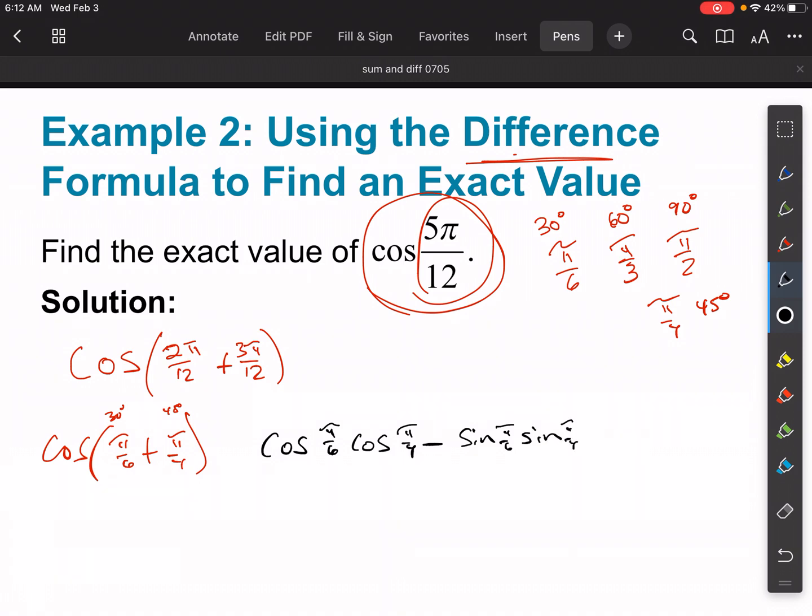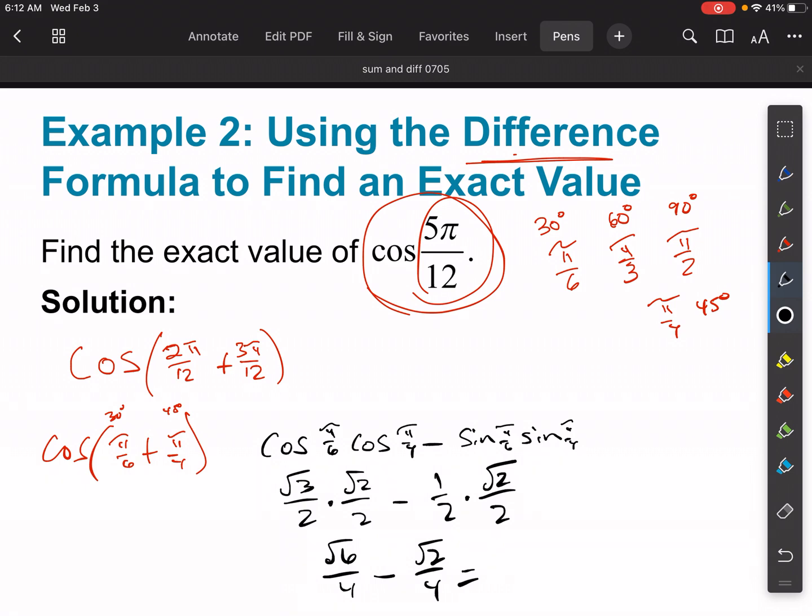The cosine of pi over 6, that's 30 degrees. The cosine there is the square root of 3 over 2, times the cosine of pi over 4, which is square root of 2 over 2, minus the sine at pi over 6, which is 1/2, times the sine at pi over 4, which is square root of 2 over 2. When I do this out, I get square root of 6 over 4 minus square root of 2 over 4, which is equal to 1/4 the square root of 6 minus the square root of 2.